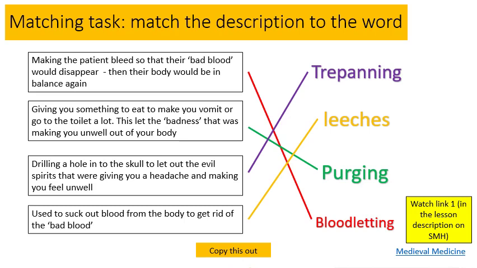Okay, so I would like you to copy out the descriptions and the words for me so that they're all in there in full. And then there's another little link. I've just realised it says watch link 1. It's not, it's link 2. Okay, so please make sure you're watching link 2, and it's just a really interesting little clip, and it talks about the different types of medieval medicine.